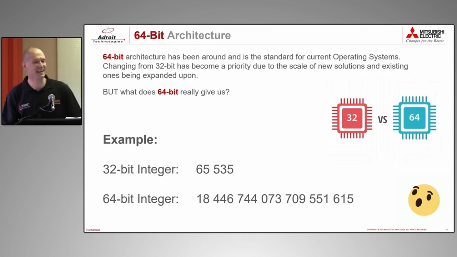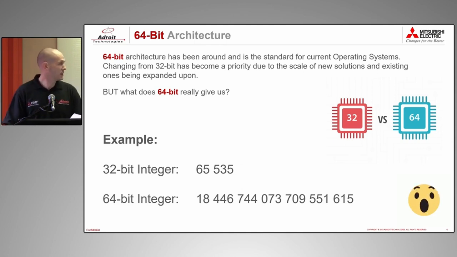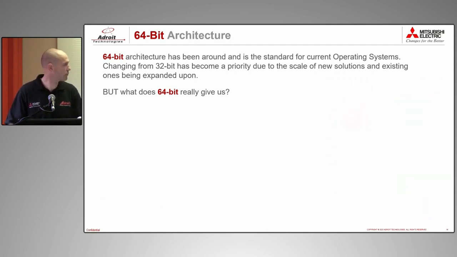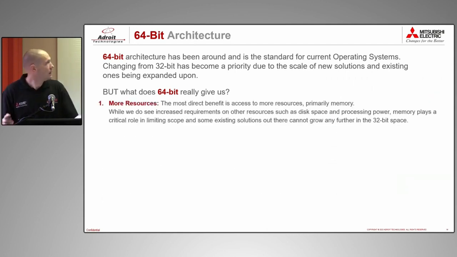A 32-bit number is around about 4.2 billion in scale. A 64-bit integer, as you can see, is, well, I'm not going to try and read that. I don't know what that number is. It's massive. It gives us enormous capacity over and above what 32-bit does. Ultimately, it gives us access to more resources. That's kind of the key here.